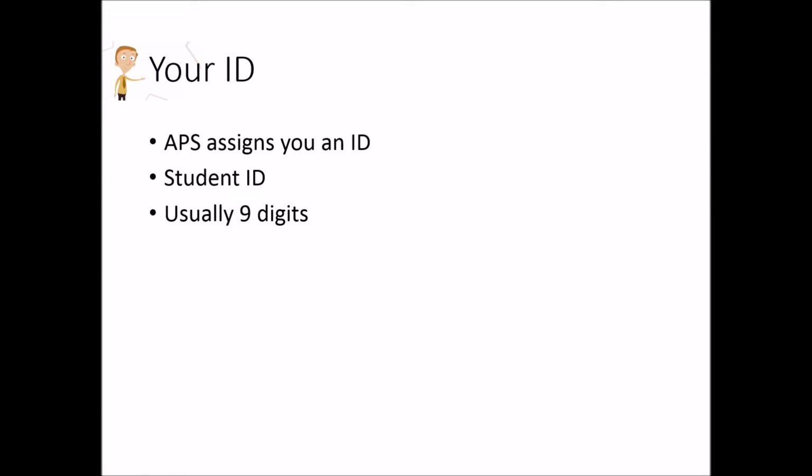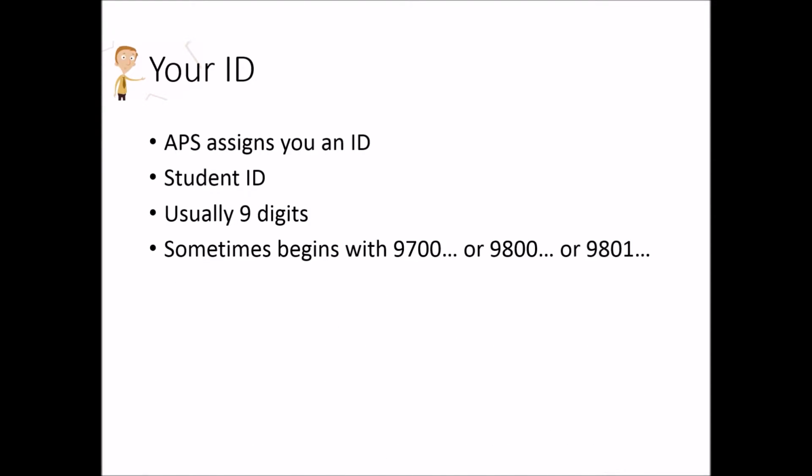Your ID is the number assigned to you when you first enrolled at any Albuquerque public school. Your ID is usually called your student ID. Some IDs are 9 numbers long, sometimes beginning with 9700 or 9800, although some others are 13 numbers long and begin with a 1. This ID is permanent and cannot be changed by anyone at your school. Ever.